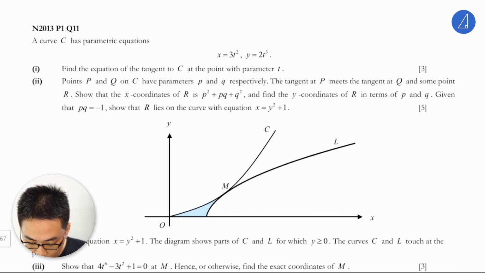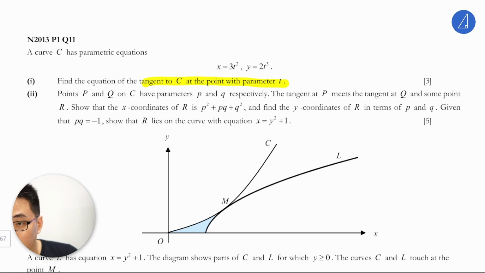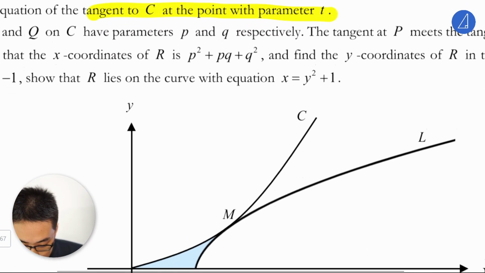The first one, find the equation of tangent C at the point T. So this is pretty okay. Just do the normal stuff, right? Now take note, C is here.